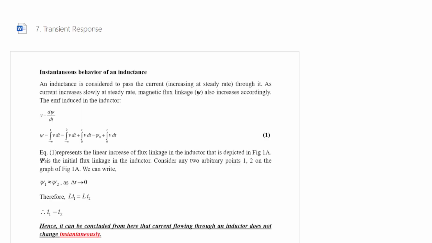So in these three modules, 7, 8, 9, we shall mainly discuss the transient behavior of the electrical network, and we shall discuss mainly two methods by which we can solve this type of problem. So let us first try to understand what is meant by transient. What is meant by transient?